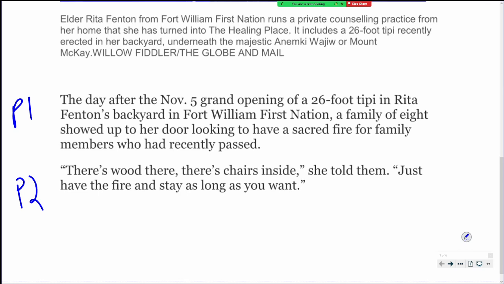The day after the November 5th grand opening of a 26-foot teepee in Rita Fenton's backyard in Fort William First Nation, a family of 8 showed up to her door looking to have a sacred fire for family members who had recently passed. "There's wood there, there's chairs inside," she told them. "Just have the fire and stay as long as you want."